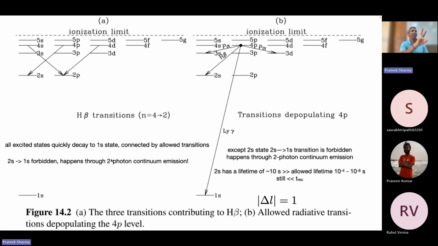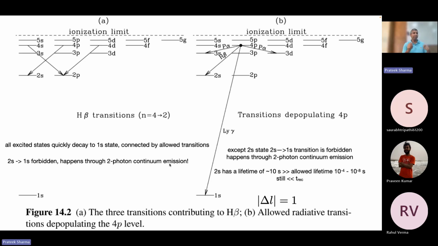Because there are 2 photons produced, by energy conservation, the energy is not fixed for each one; that energy can be split between the 2 photons. So there's a continuum, and the energy of each photon can go from 0 to the full Lyman alpha energy. The 2s to 1s transition is forbidden because delta l is 0, and it happens through 2-photon emission. So that's the atomic physics.